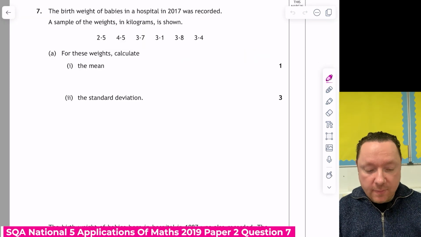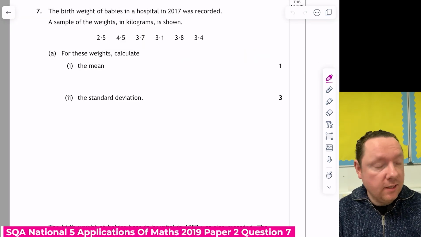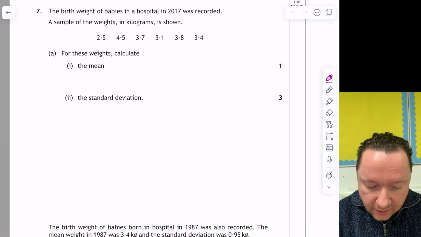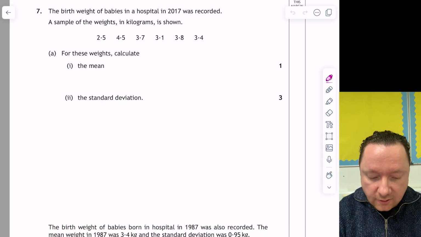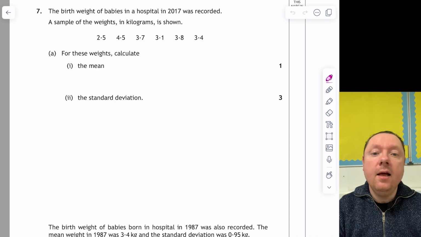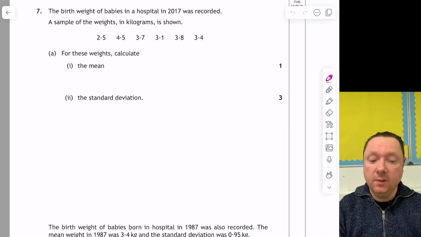SQA National 5 Applications of Maths 2019, Paper 2, Question 7. The birth weight of babies in a hospital in 2017 was recorded. A sample of weights in kilograms is shown. Calculate the mean and standard deviation. Quite standard stuff here, so I add them up and divide by how many I have for the mean, and then I use the formula sheet to help me do my standard deviation.